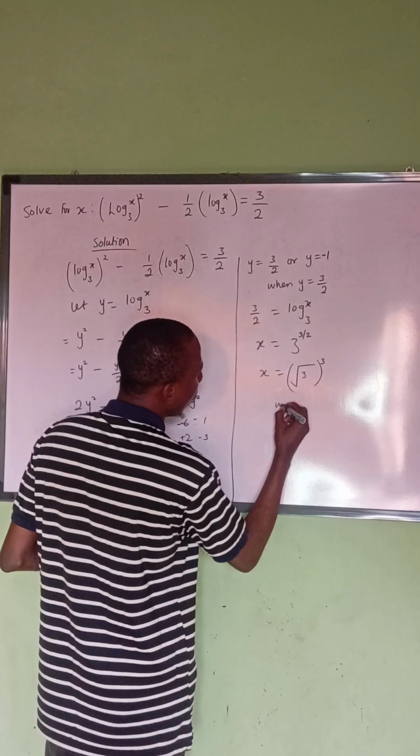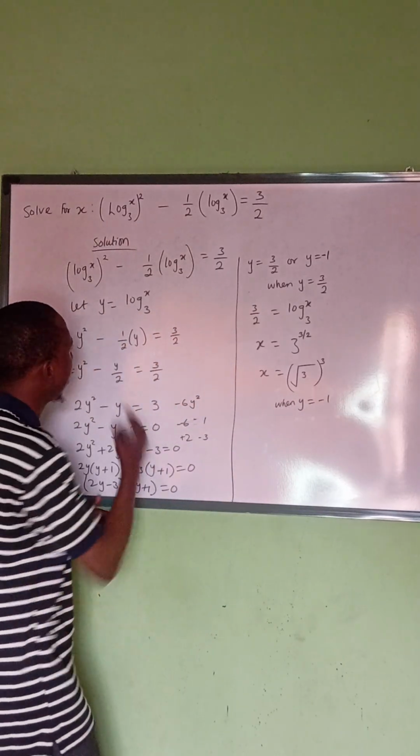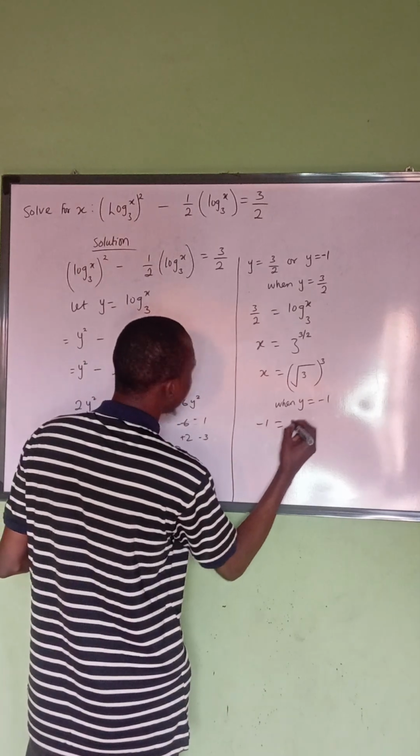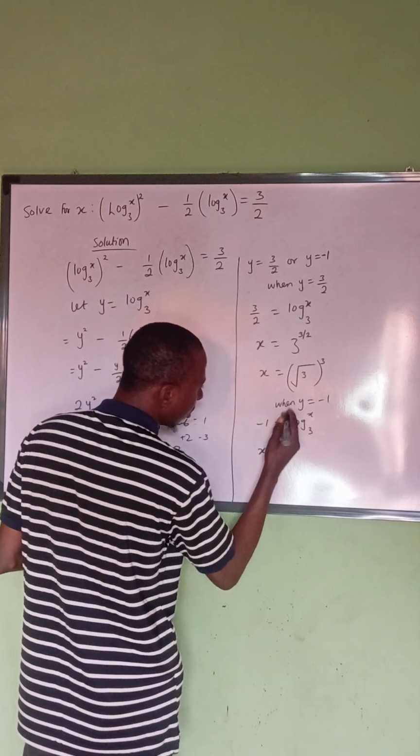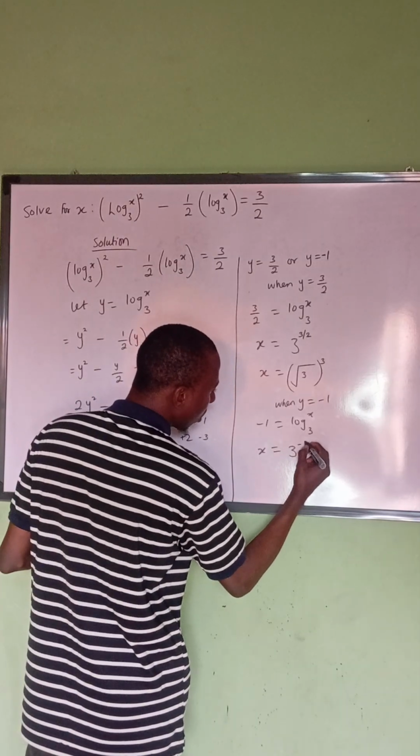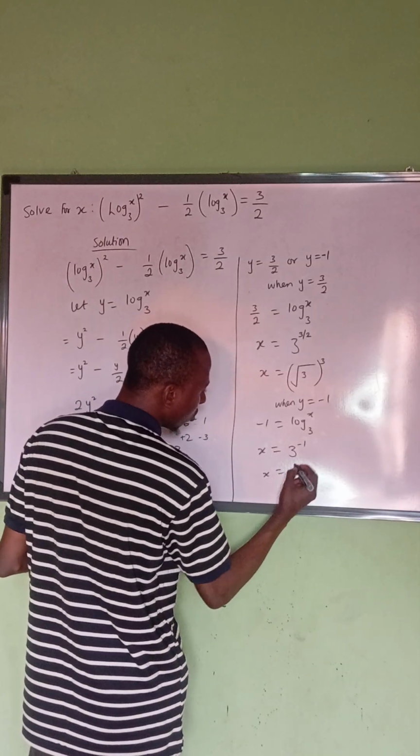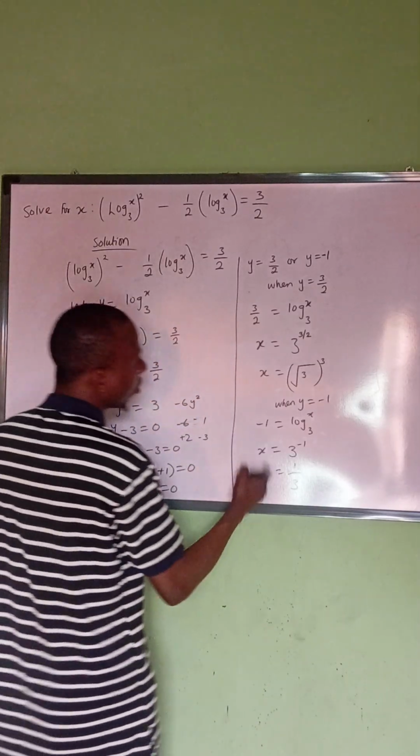Now when y is equal to minus 1, what do we have? Let's substitute. That will be minus 1 is equal to log x base 3. So let's change this to indices form. x will now be equal to 3 exponent minus 1. So x is equal to 1 over 3.